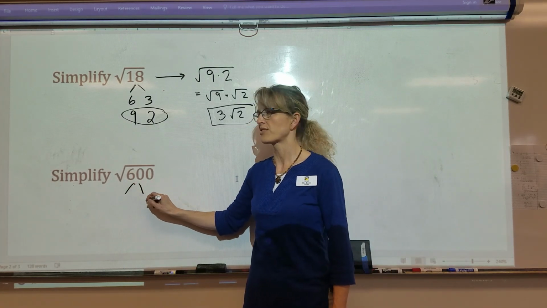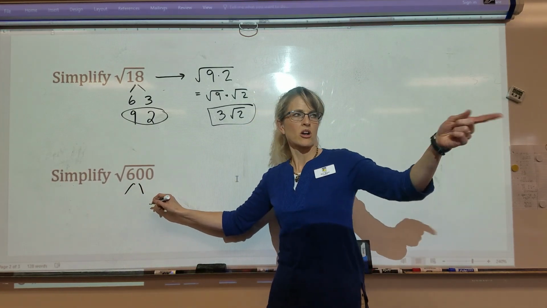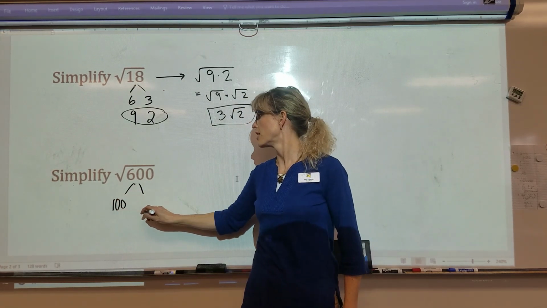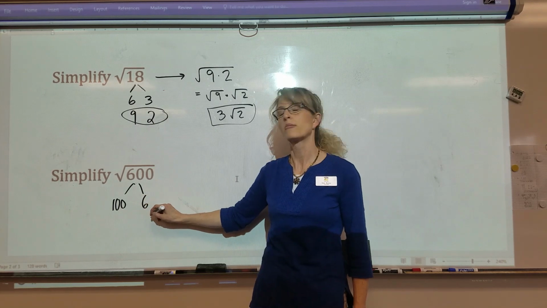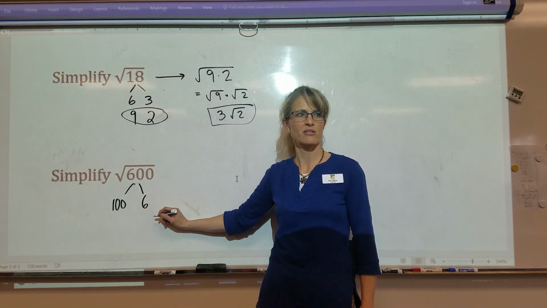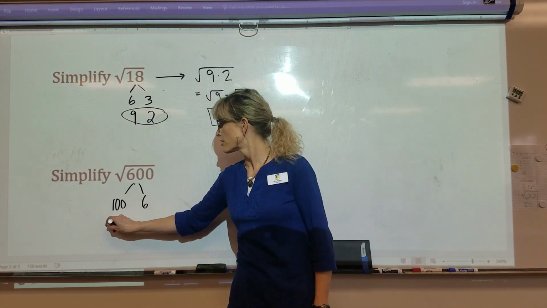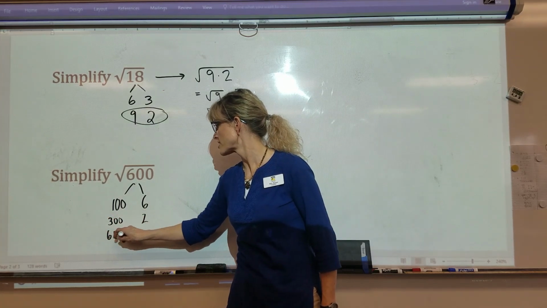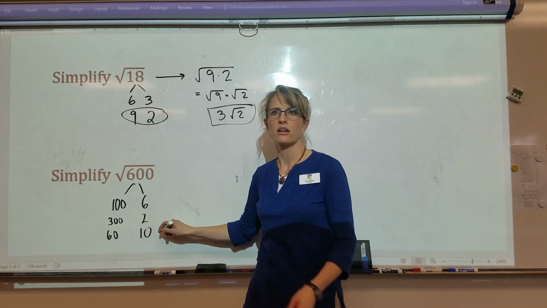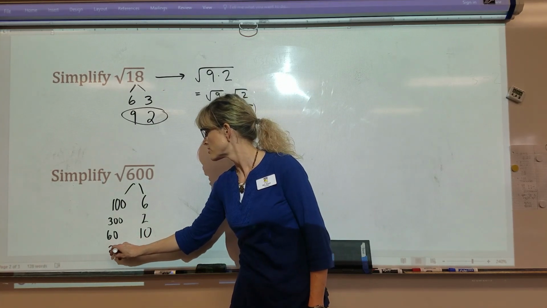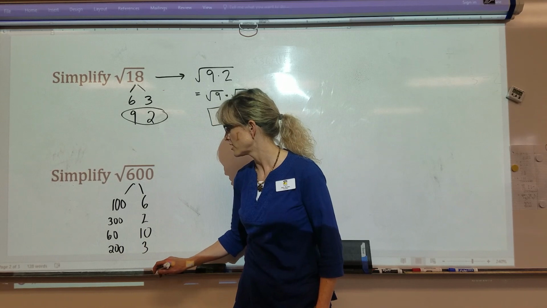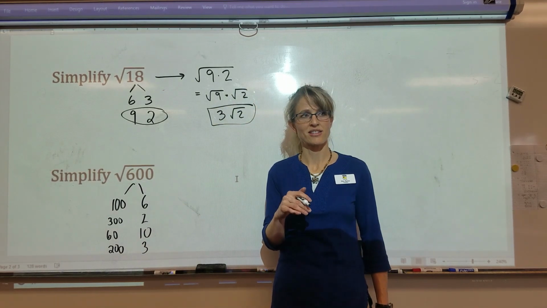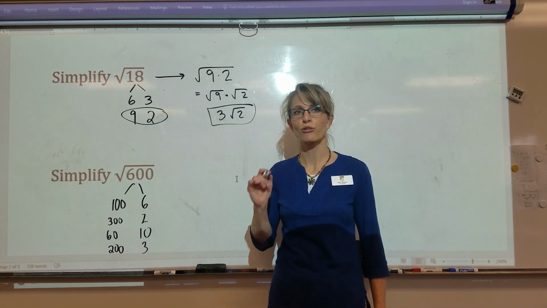Let's try root 600. I need some factors of 600. Connor? 160. Well, how about just a 6? Okay. What else? I got some other choices too. Emma? 302. Jasmine? 60 and 10. These are all great. Liesel? 203. And how about let's stop there? One of these is better than the rest because I can take the square root of one of those numbers.